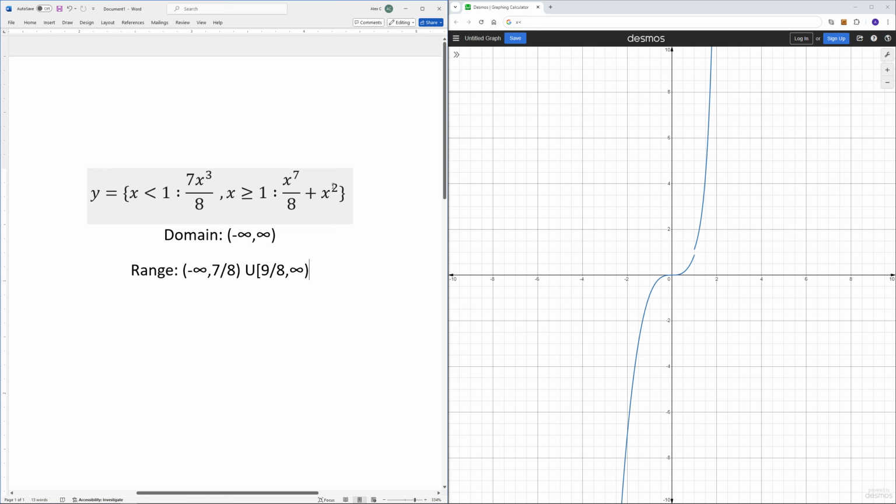The domain for this piecewise function is negative infinity to infinity because as a polynomial it is defined for all real numbers. In other words, it has no root functions or reciprocal functions. The range is defined as negative infinity to 7/8 non-inclusive and 9/8 inclusive to infinity.